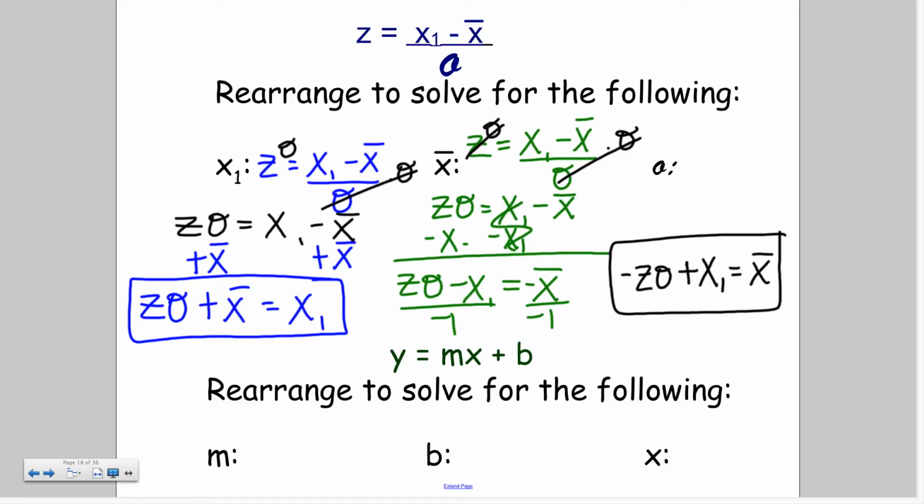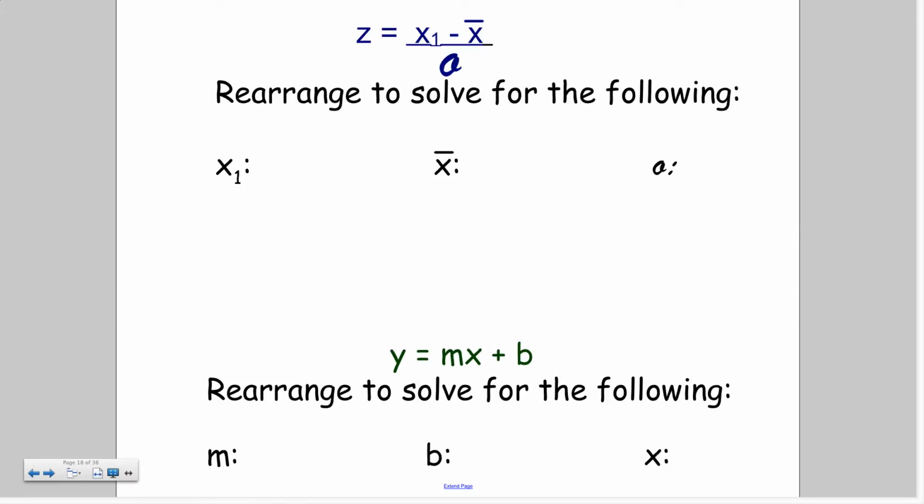All right, I'm going to go ahead and erase this. If you need to pause it so you can get these down, that's fine. But I need room for the next one, so I'm going to erase it real quick.